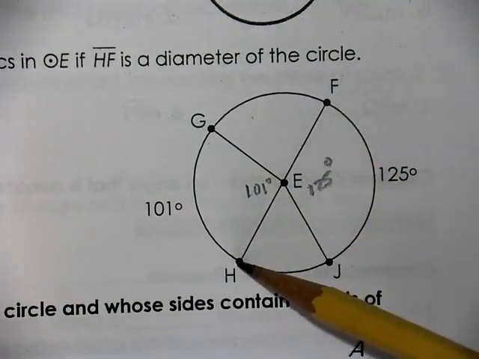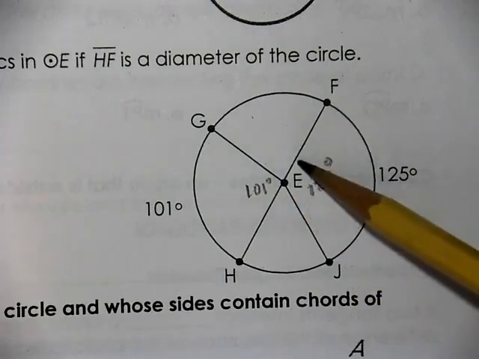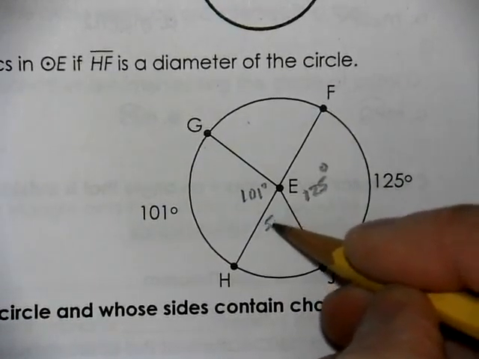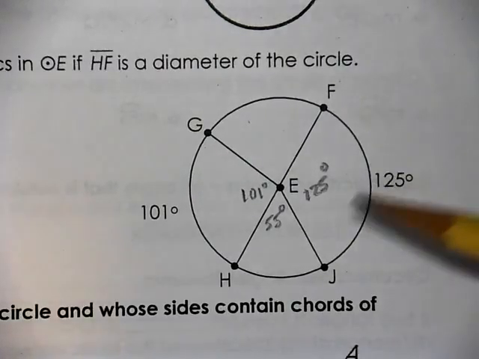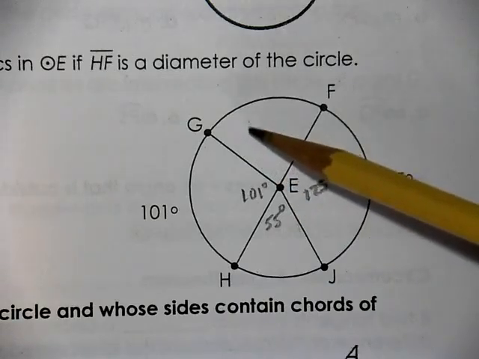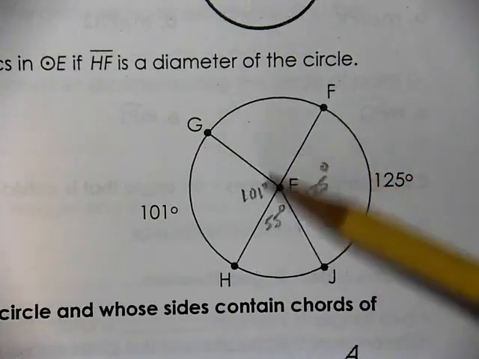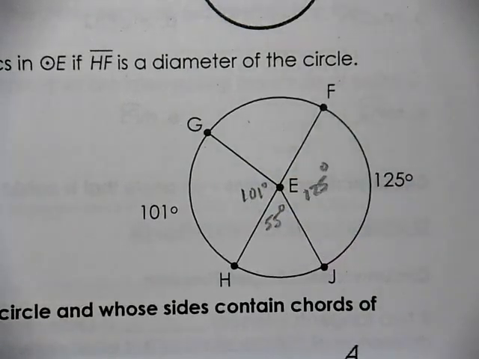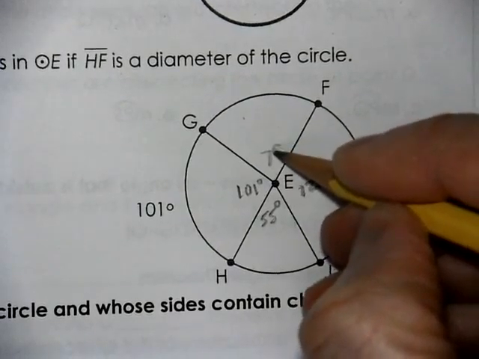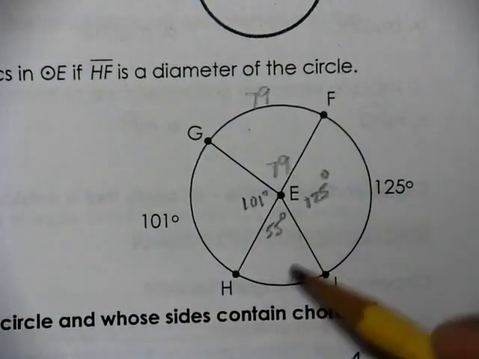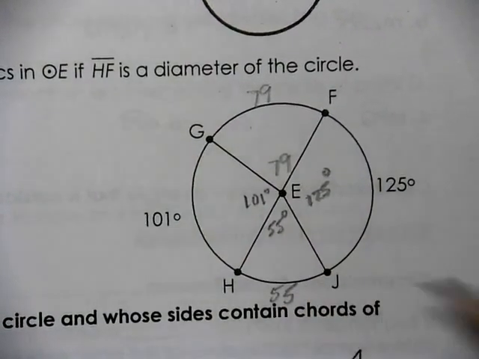But we do have a diameter, so putting together the two angles is going to add up to 180. So 180 minus the 125 is 55. Again, these are not vertical because they're not formed by two straight lines. If this is 101, on this side of the diameter, it's got to add up to 180. So this side would be 79, which would make the arc 79, and on this side the arc is 55.